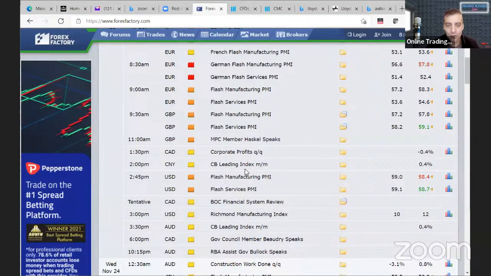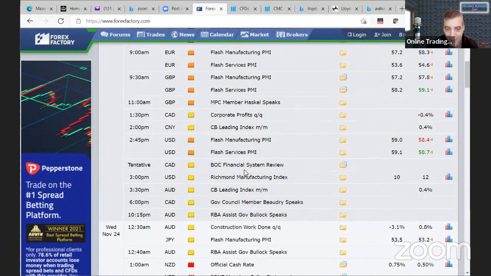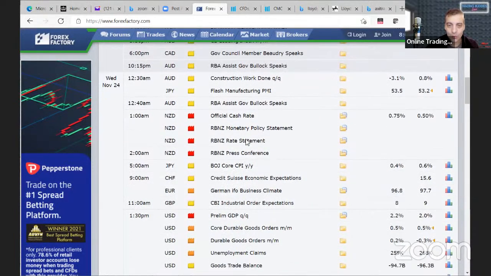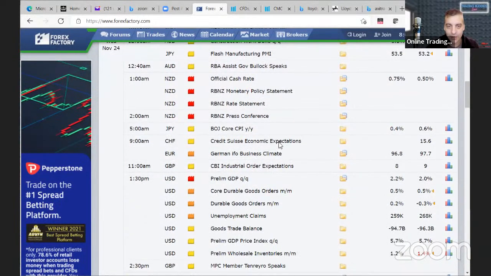Flash PMIs also from the United States. It's not the big one, but again, we're going to get a little bit more of an idea. Decision's probably already made, and I think the expectation is they raise interest rates, which means that it's probably priced in. After that happens, we might well see a little bit of cooling off with the Kiwi. I'm not so sure, but that's what I'll probably be looking at.